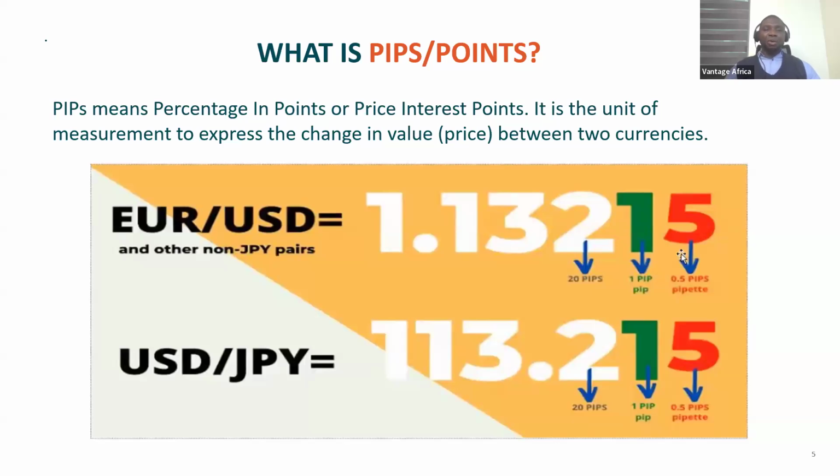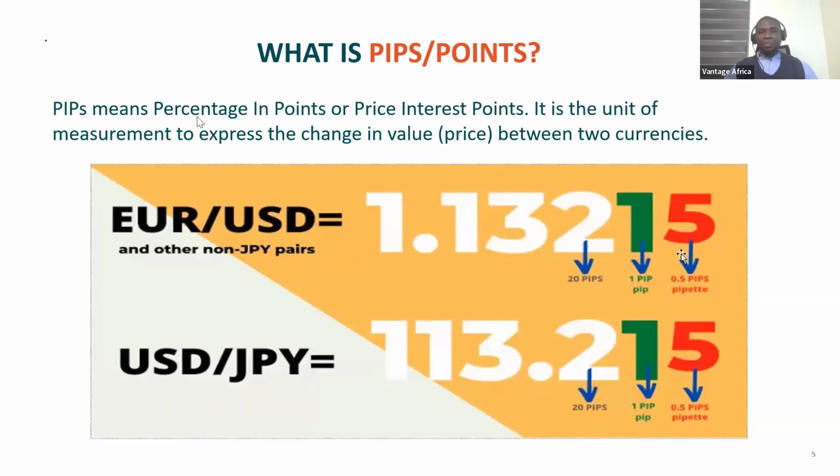So that is exactly how pips and points work in the financial market. Pips is an acronym for price interest points or percentage in points. It's a unit of measurement to express a change in price between two currencies. So when price moves from point A to point B, that difference is captured in pips.